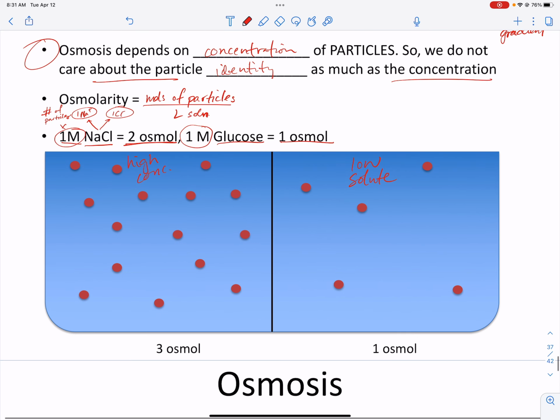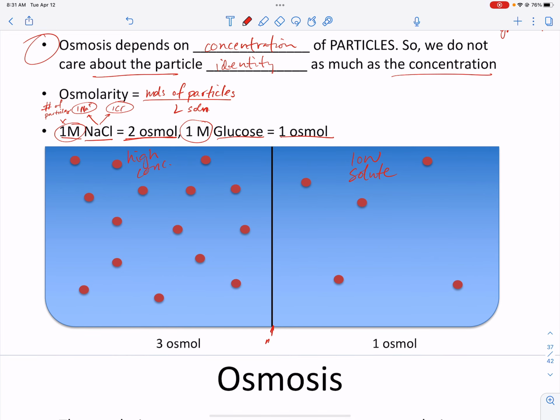All right, so I want you to look at, again, these two solutions I have that are separated by this semi-permeable membrane. And on the right side, it says the concentration of particles is 1 osmol. On the left side, it says the concentration of particles is 3 osmol. I want to define 2 quick words here. Whenever you have a solution with a lower osmolarity, we call this hypotonic. Whenever you have a solution with a higher osmolarity, we call it, you probably can guess, hypertonic.